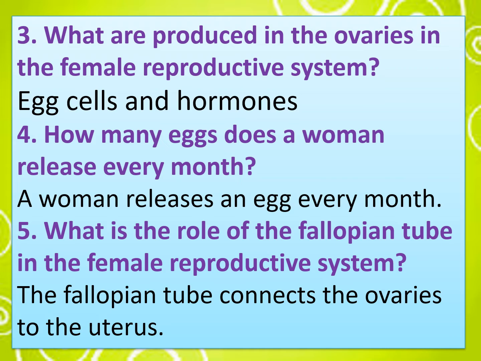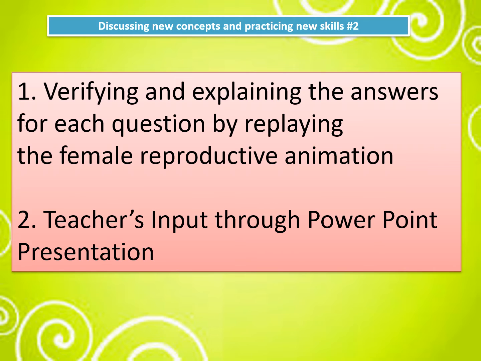What are produced in the ovaries in the female reproductive system? Egg cells and hormones. How many egg cells does a woman release every month? A woman releases an egg every month. What is the role of the fallopian tubes in the female reproductive system? The fallopian tubes connect the ovaries to the uterus. Verifying and explaining the answer for each question by replaying the female reproductive animation.